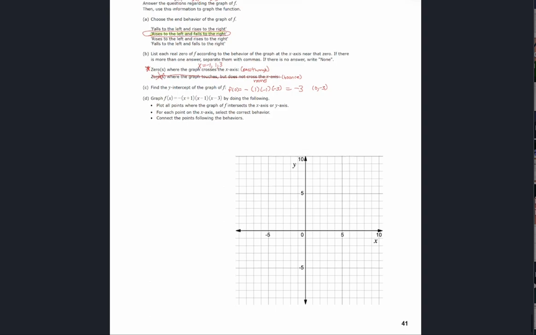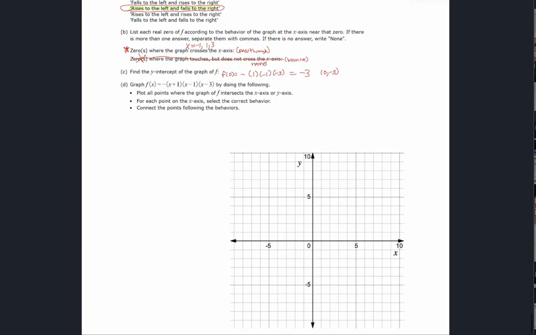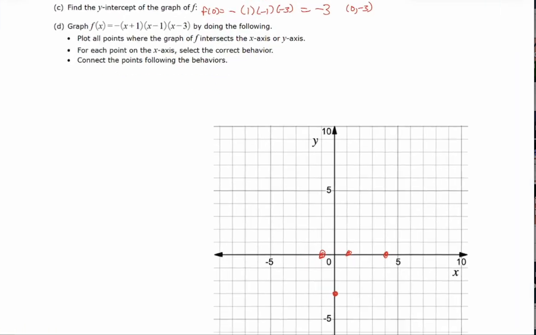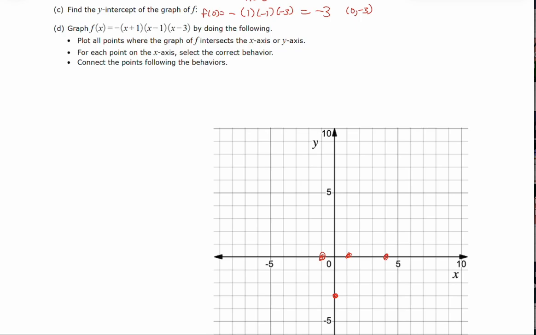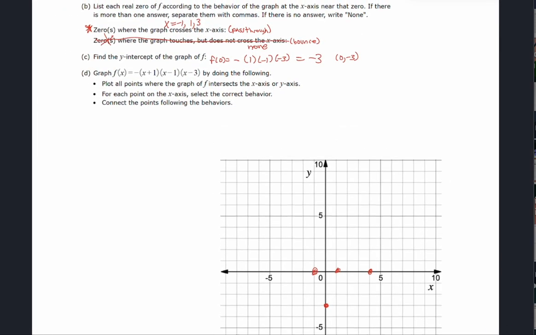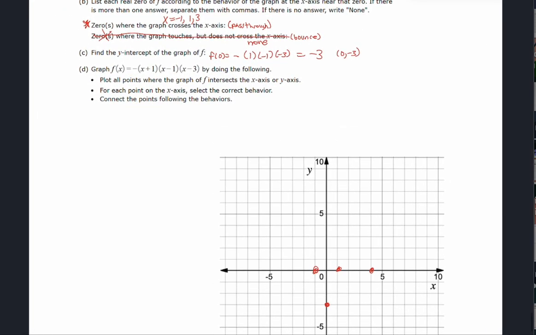I've got some graph paper down here. Let's put those on there first. So negative 1, 1, and 3. And then we hit the y-axis, it says, at negative 3. Okay, so that's all I've done. I've just put on there the points we have found. We found the x-intercepts, negative 1, 1, and 3, and we have found the y-intercept at negative 3. Now it says, connect the points following the behaviors.